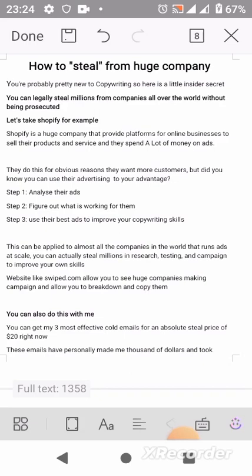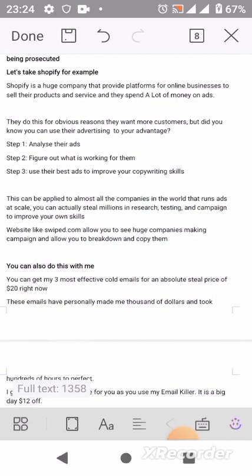I said number one, how do you do that? Analyze their ads. Number two, figure out what is working for them. Step three, use their best ad to improve your copywriting skills. All right. I said this can be applied to almost all the companies in the world that run ads at scale. You can actually steal millions in research, testing, and campaigns to improve your own skills. Websites like swipe.co allow you to see which companies are making campaigns, and allow you to break down their copy.